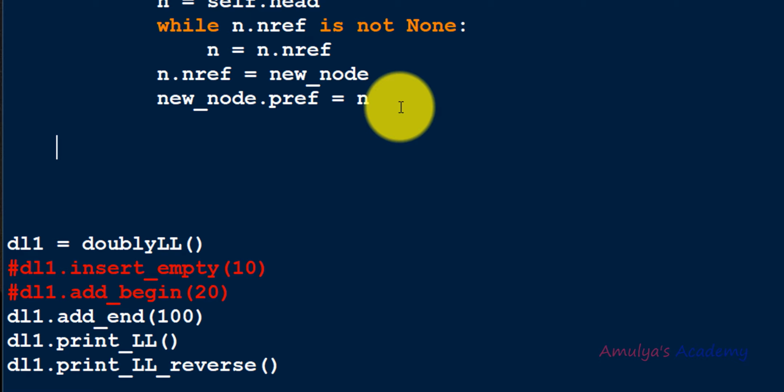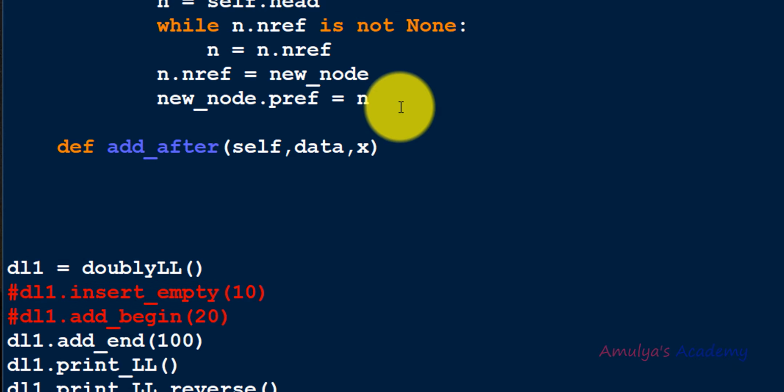Next, today we need to create the add after method. I'll take the method name as add_after. The first parameter is self. Next, you need to take data. We are inserting the new node, and in every node there is a data field, right? So we need to pass the data as well as x. X is nothing but the given node, after which we need to insert the new node. So here I'll mention x as the data of the node.